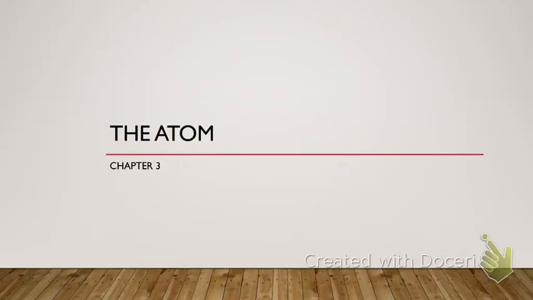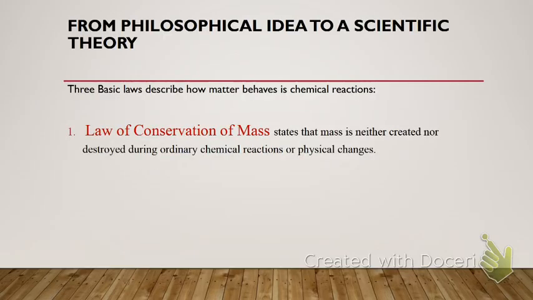The atom. Your note says atomic theory and the atom. We're going to talk about both of those. There are 3 laws that we need to be concerned with for describing the behavior of chemical reactions. The first one, which is the backbone of chemistry, is the law of conservation of mass. And it states that mass cannot be created or destroyed during ordinary chemical reactions or during physical changes. Okay? That's the backbone of chemistry.